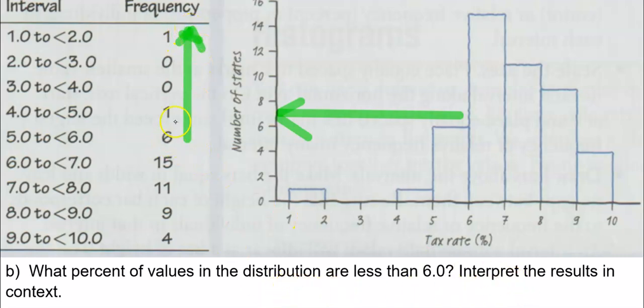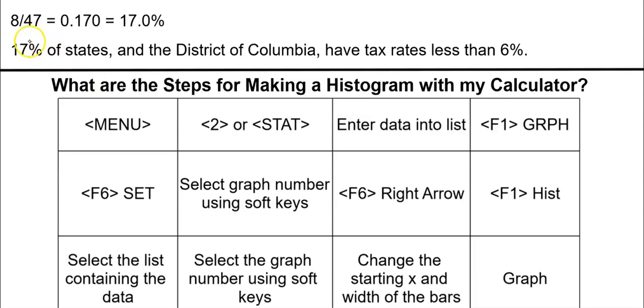So I'm going to add all of these up: 6 plus 1 plus 1, that's 8, and divide it by the total number, which is 47. So 8 states or districts charge less than 6%. We did 46 states and the District of Columbia, which gives me 0.170, which is 17.0%. Now, interpret the results in context: 17% of states and the District of Columbia have tax rates that are less than 6%.